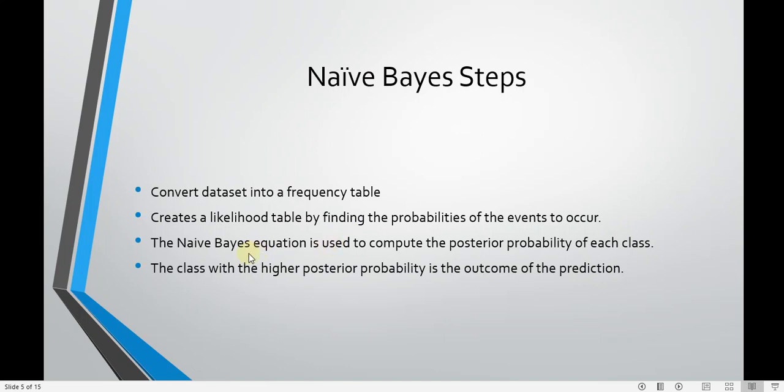The third step is that the Naive Bayes equation is used to compute the posterior probability of each class. Now what is the posterior probability? It is the probability of A given B. So here what is my A? It is either spam or not spam. So first of all, I have to find the posterior probability when A equal to spam, and then again I have to find the posterior probability when event A equal to no spam.